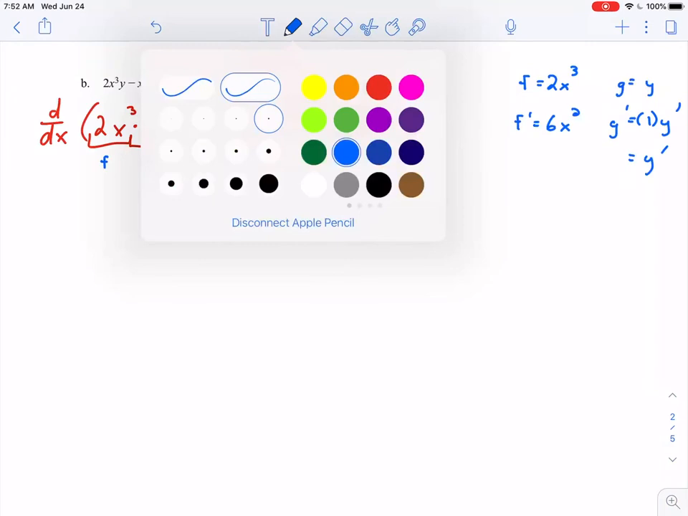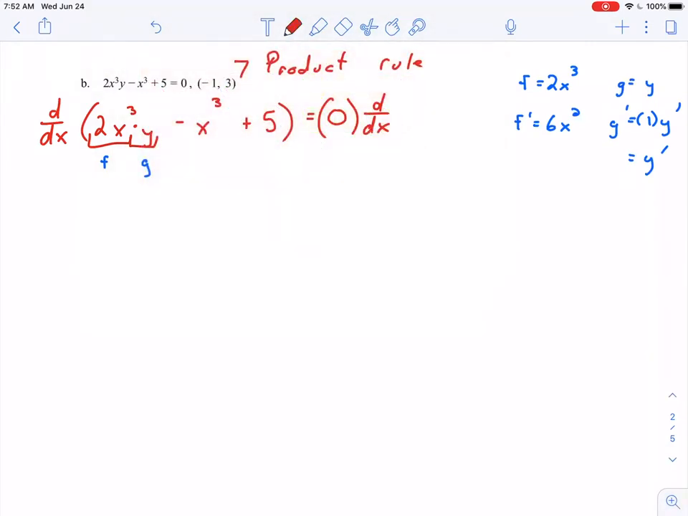So my product rule says f prime times g, so I'm going to take 6x squared times y, plus f times g prime, this will be 2x cubed times y prime. So here's my product rule again. This is f prime times g plus f times g prime. That's what's really happening here.